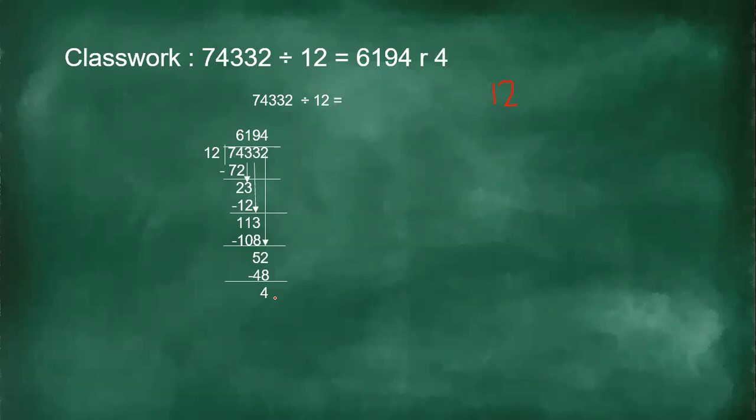6,194, remainder 4. We keep on. Divide, multiply, subtract, bring down. Divide, multiply, subtract, bring down. Divide, multiply. And as you see here, each and every moment we are subtracting.